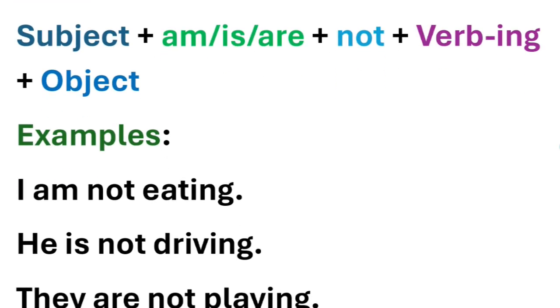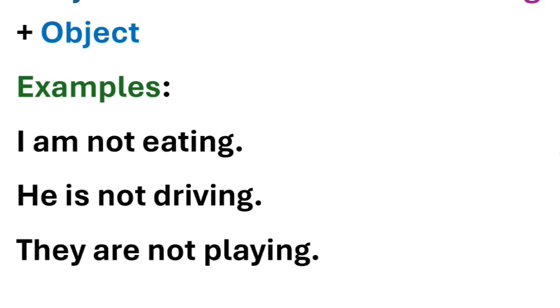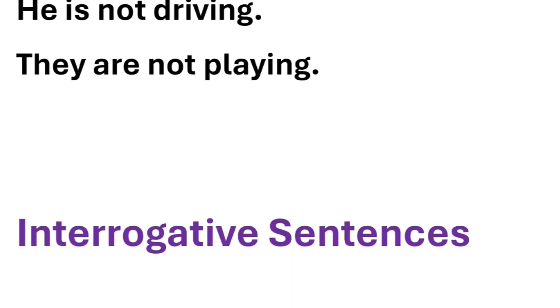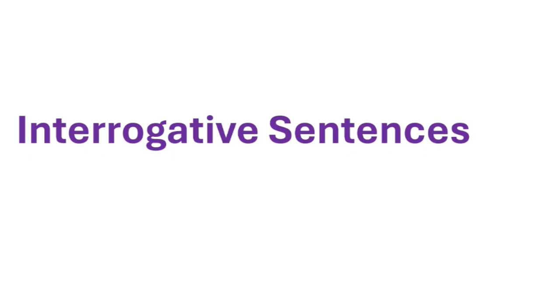Now let's understand this with some examples. I'm not eating. In this, you can see I, which is subject, has been written at the first place. Then we have written the helping verb am, according to the subject, which is I. Then we have written not to make it negative. And at the end, the verb in ing form, which is eating. So I am not eating. Similarly, you can see he is not driving. They are not playing. Over here also, he and they follow their respective helping verbs, which is is and are.